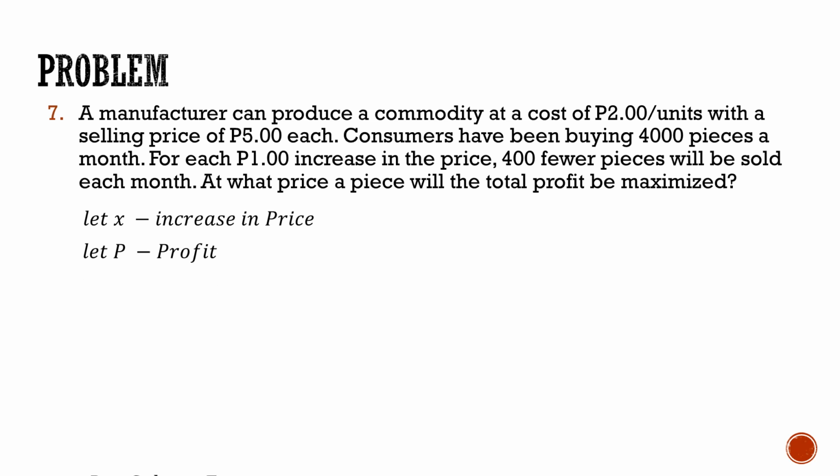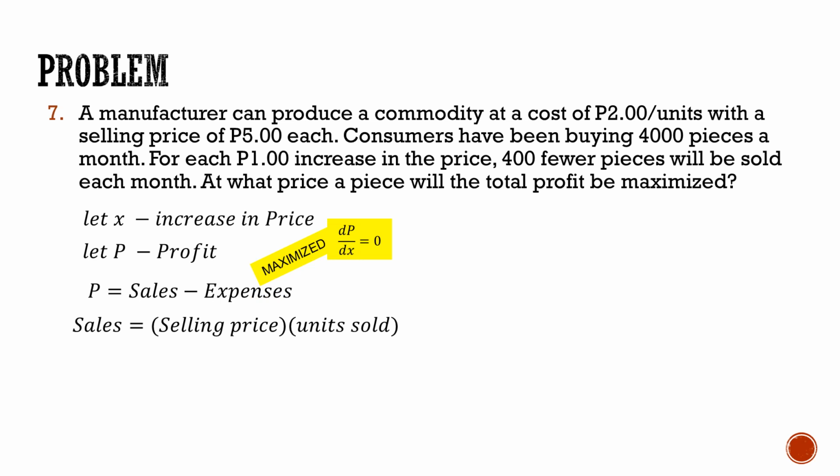And then, let P the profit. Remember that the profit is equal to sales less expenses. And this is to be maximized. Okay, we choose x because x is the increase in price. Wala namang iba. And then sales is actually the selling price times the unit sold. Anong selling price? Hindi 5 pesos. Kasi we're going to consider an increase in price. Kaya, yung selling price mo supposedly is 5 plus x times unit sold.